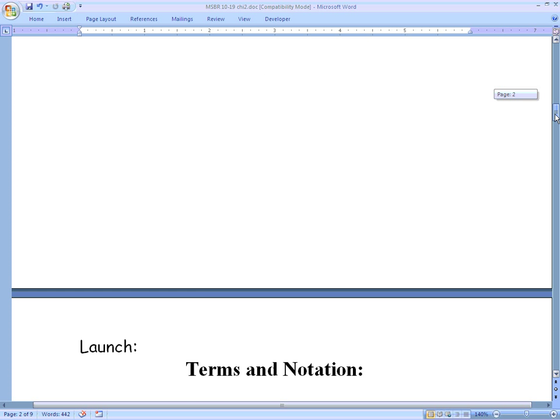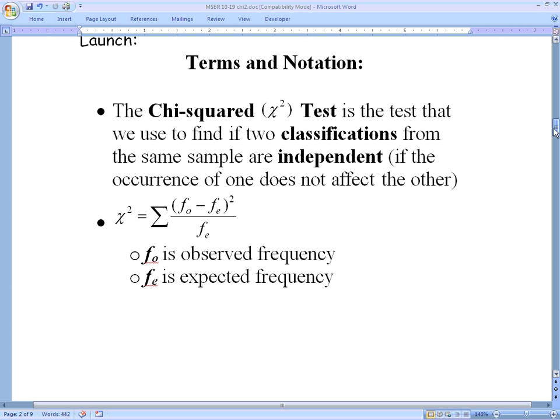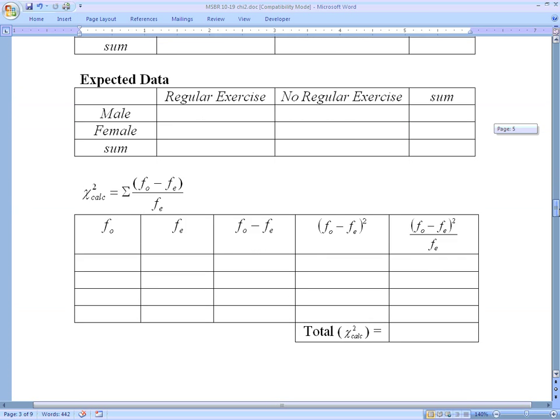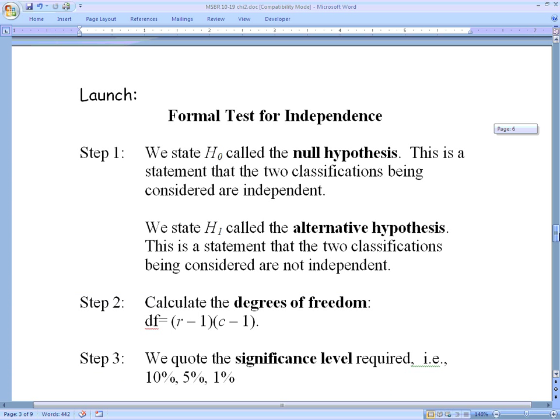Not going to do a whole lot of actual math today. Quick review, we have our chi-squared formula. If you need any assistance on how to use that, you can refer back to our video from last time. You need to do expected values. We'll talk about this next time, but this takes us to our formal test for independence.